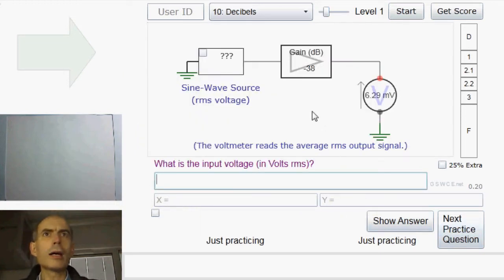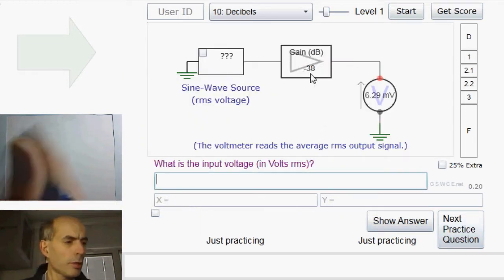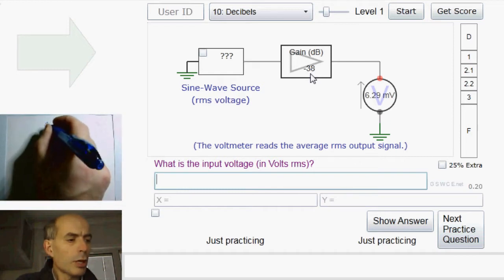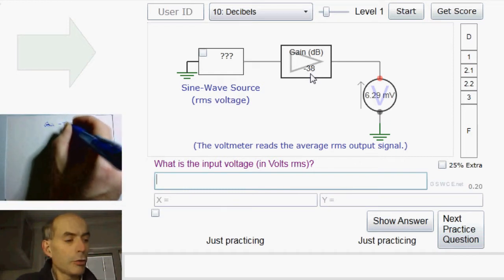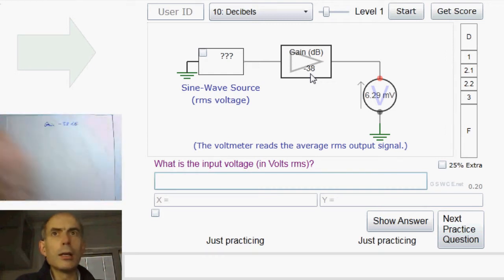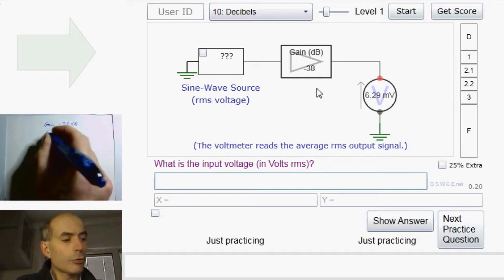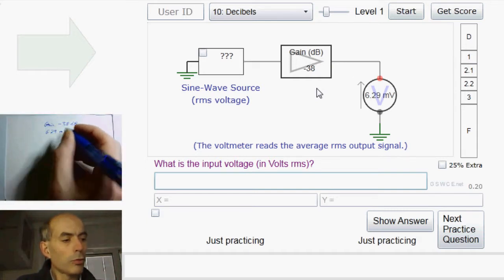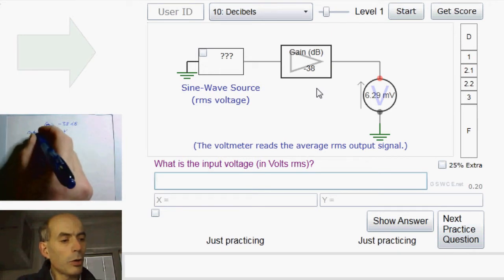Right, we have the gain of our block, that's given as minus 38 dB, so this is a large attenuation. The output will be much smaller than the input. We have the output as 6.29 millivolts, and the input we don't know.